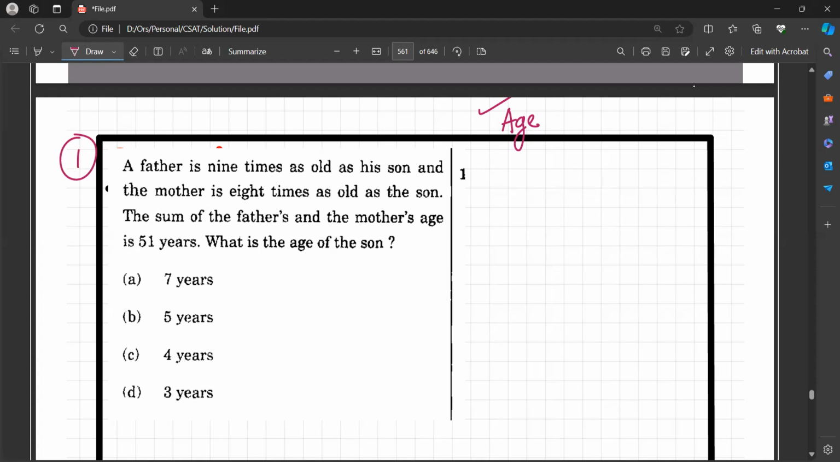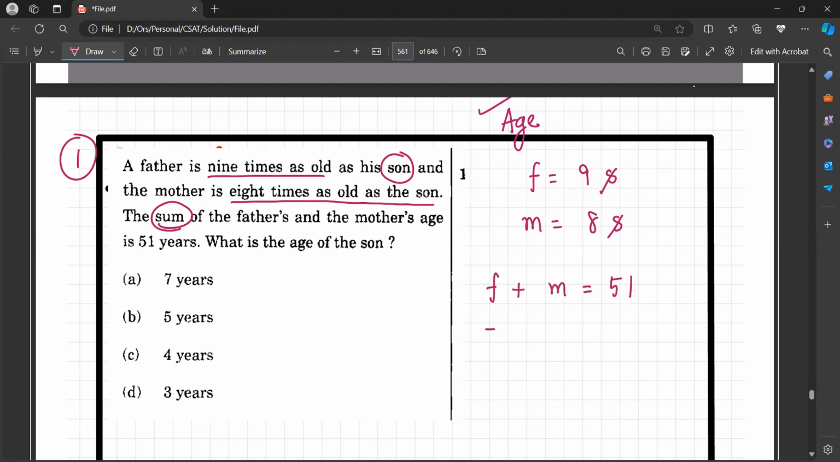A father is 9 times old as his son. As you read the statement, write it down. Father is 9 times old as his son. Mother is 8 times as old as the son. The sum of the father's and the mother's age is 51 years. Sum of father and mother is 51 years.